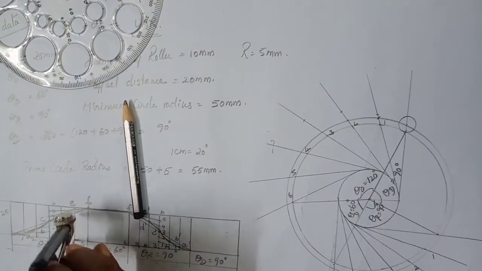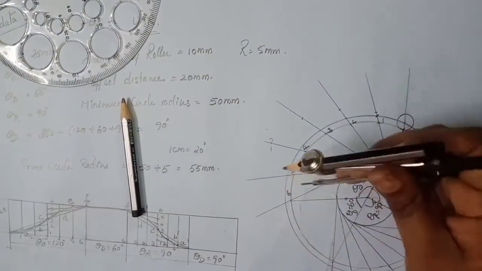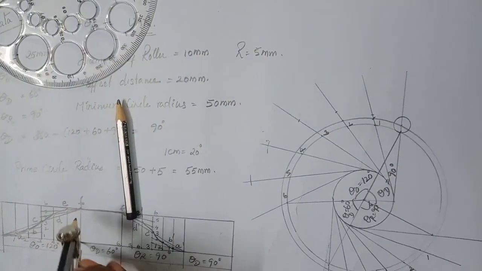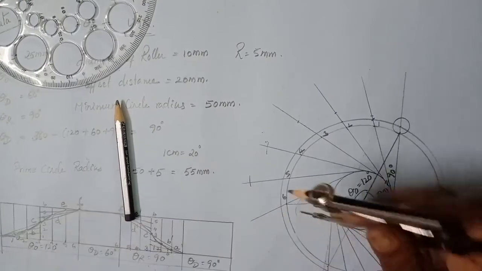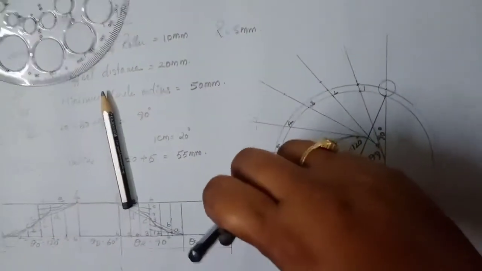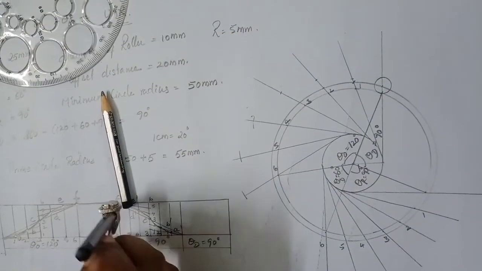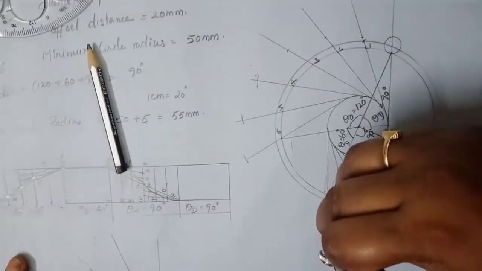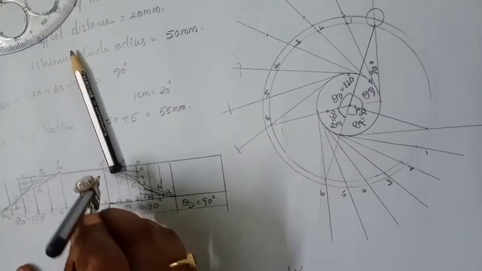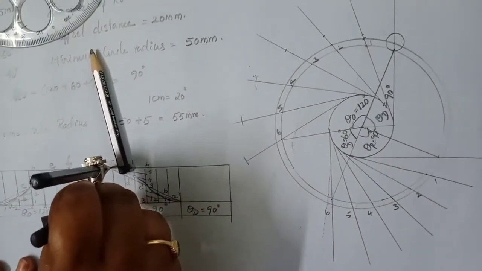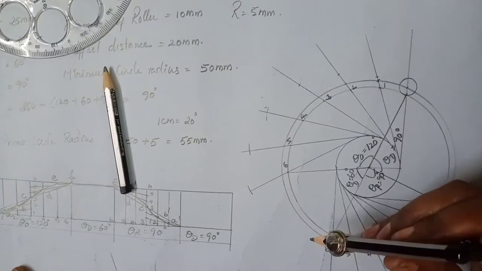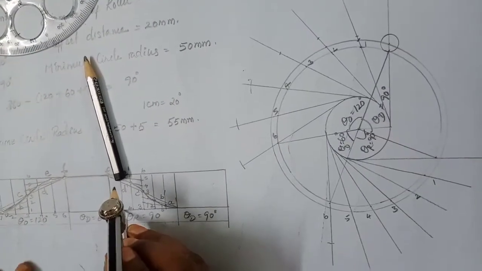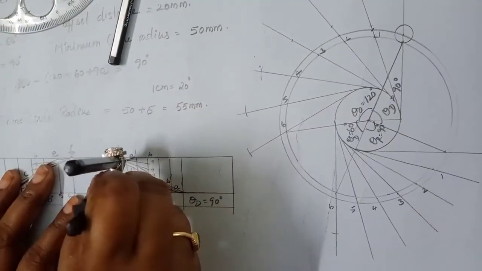And 5 to E. Then 6 to F. Make it like this. Again 6 to F dash, the same length you may get. 6 to F dash.